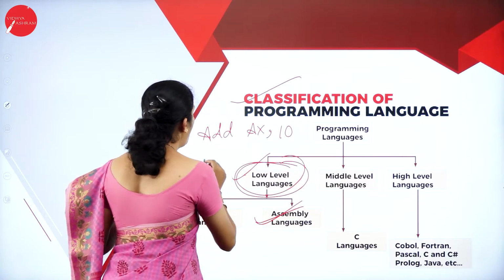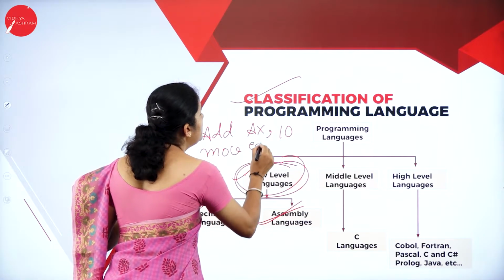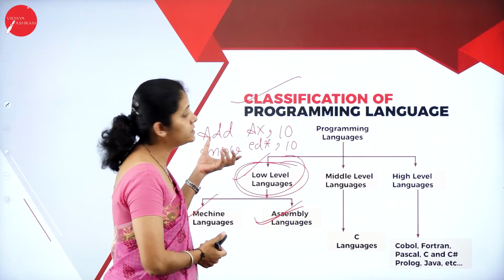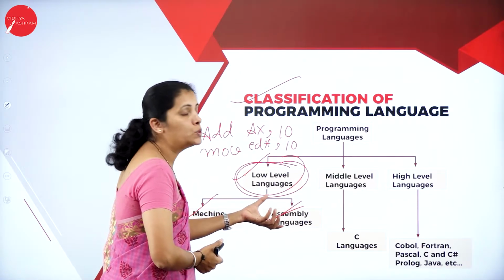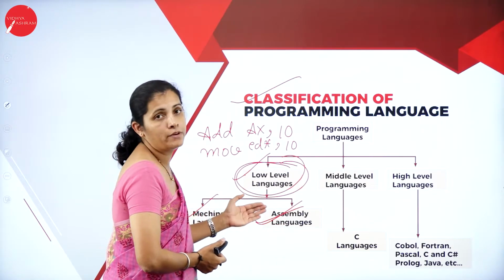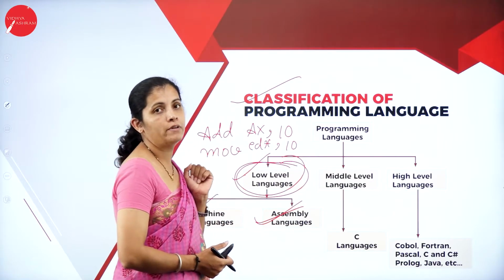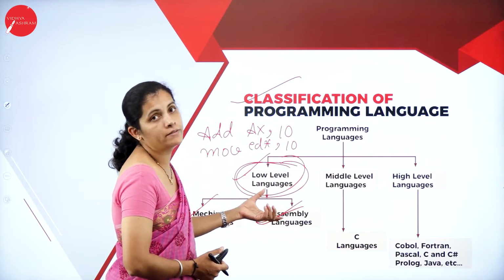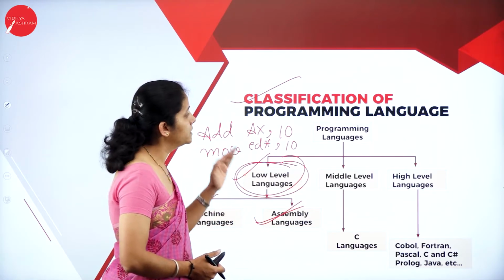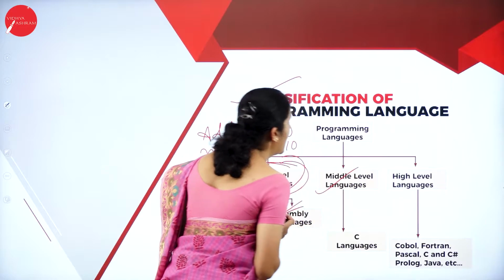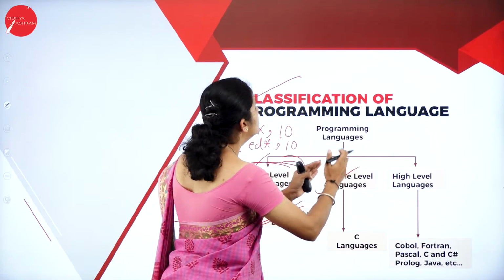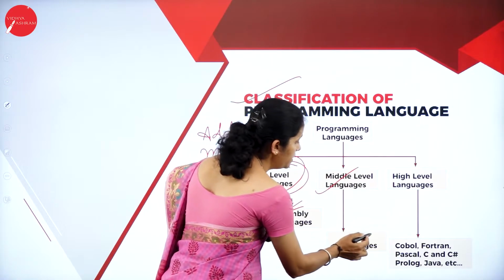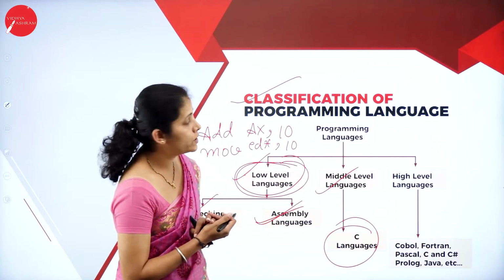The best example for assembly level language is add ax to 10 or move edx to 10, etc. So here we are going to have these symbols, and whatever program we are going to write by using assembly level language, that must be converted into machine level language. For whatever conversion is carried out, we require one special device or translator called an assembler. Then we are going to have middle level language. That means the middle level language stays between low level language as well as high level language. And the best example for middle level language here is the C programming language.